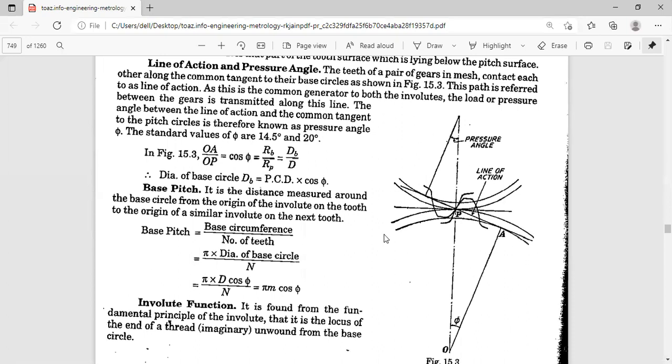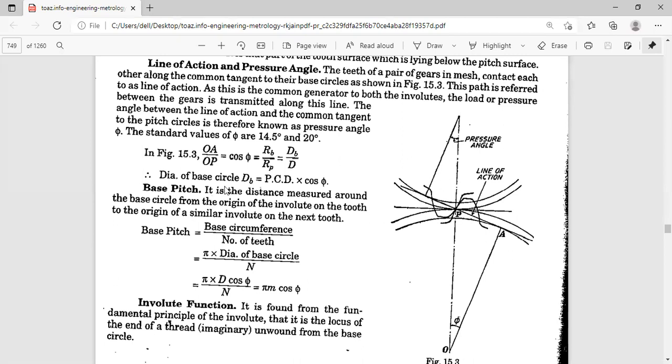This particular diagram is related to the meshing of two gears. What is the line of action? What is the pressure angle? Here you can see one gear and the other gear which are in mesh. This is the common normal and this is the tangent, and we just try to join it. The pressure angle will be the angle between the line of action and the common tangent to the pitch circle.